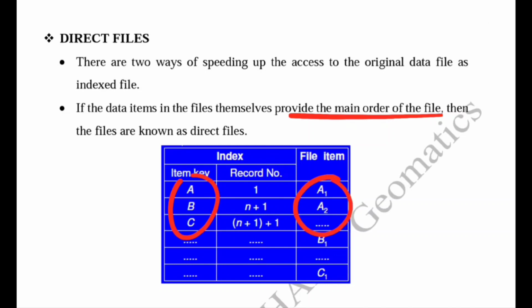Trees are stored the same way. If we take the example of a park, it will have a specific area or an identity like a location. So there will be uniqueness, but they store themselves in the main order of the file, and these files are known as direct files.